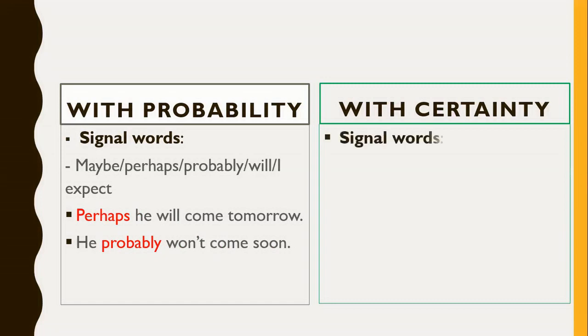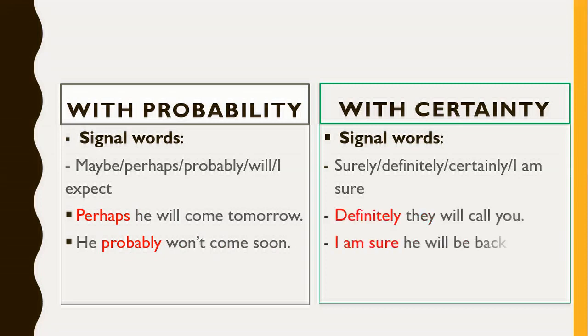On the other hand, if you see the signal words surely, definitely, certainly, I am sure, these words indicate it is prediction with certainty. In the example in red color, definitely and I am sure are given.